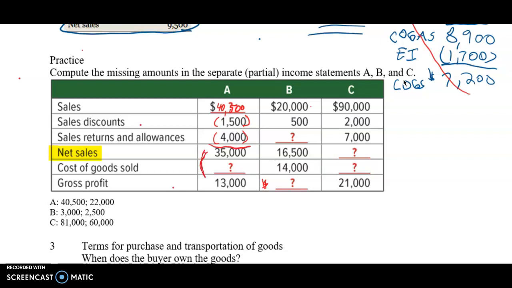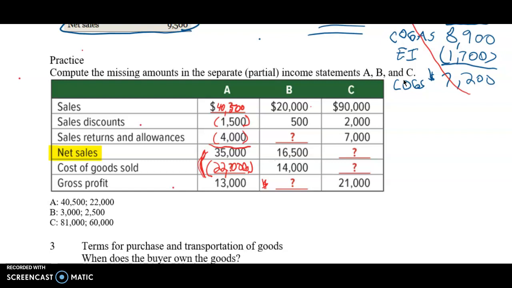We've done a problem like this already, but again, 35,000 minus 13,000 is 22,000. You want to turn right around and check your work, okay? So 35,000 minus 22,000 does equal 13,000. B. This is how I work it.